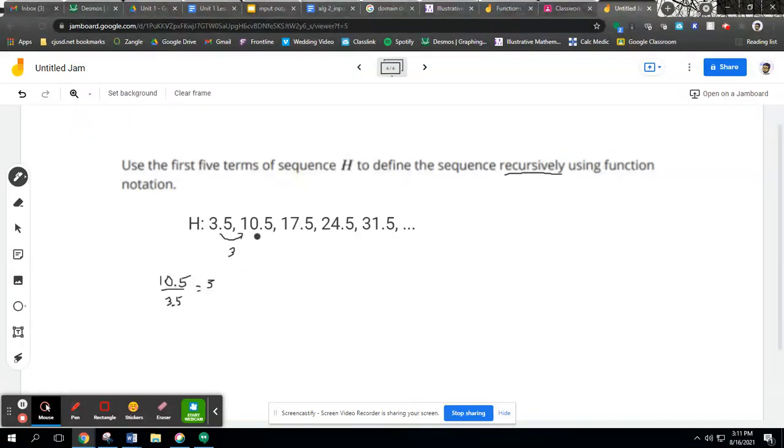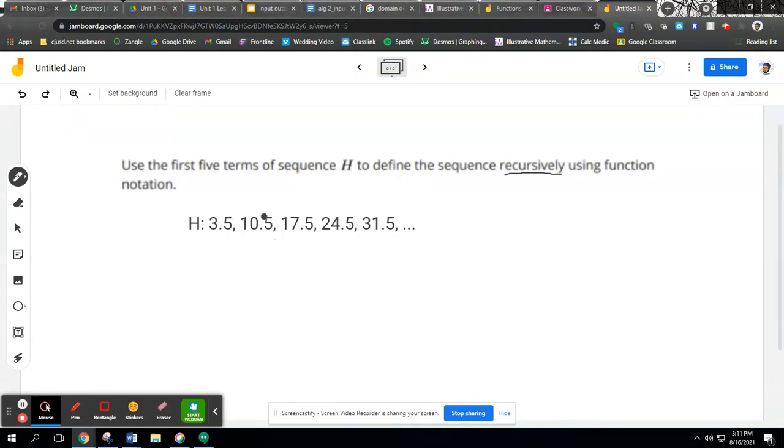But let's check to see if that continues. If I multiply 10.5 times 3, does that equal 17.5? You try it out with a calculator. No, that does not work. Multiplying 10.5 by 3 is going to give us like 31.5 or something. So no, that didn't work. So I know now that I'm not multiplying. That is not my growth factor. It's not going to be a geometric sequence. It might be arithmetic. That means there might be a common difference.